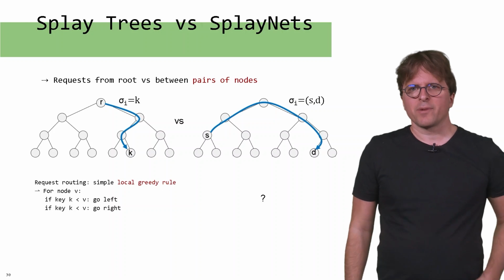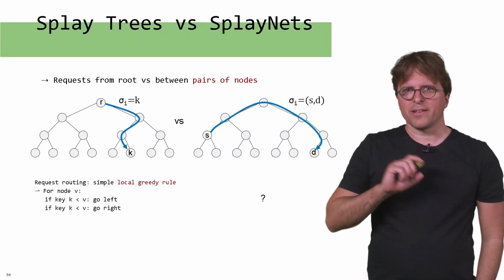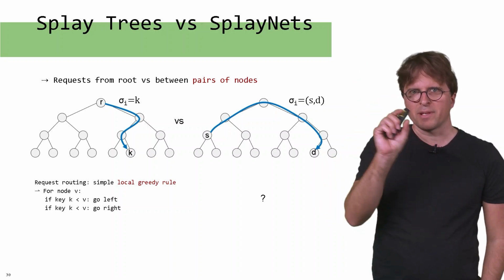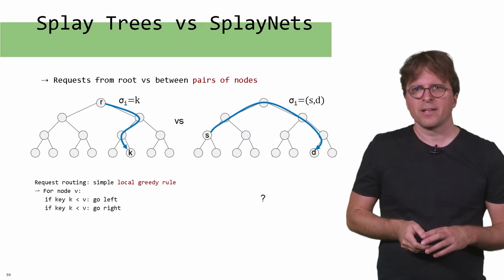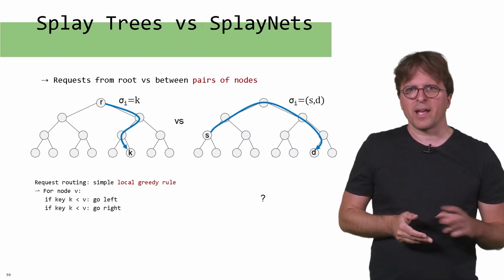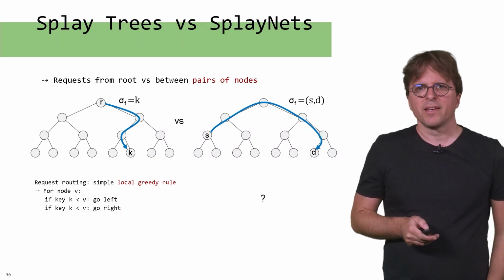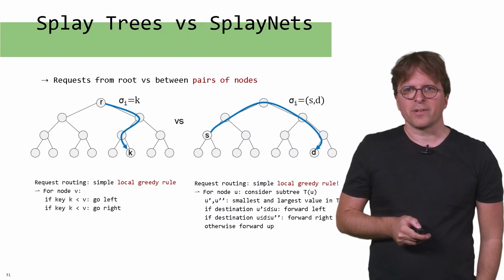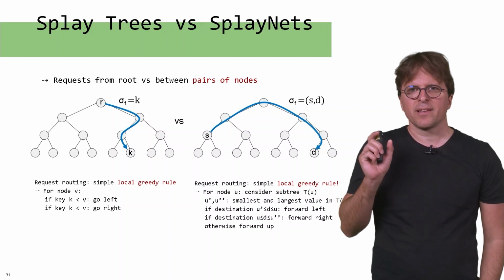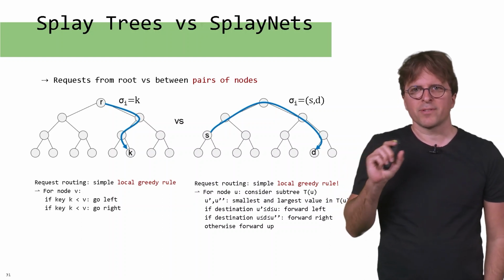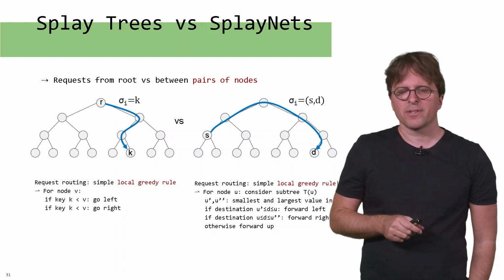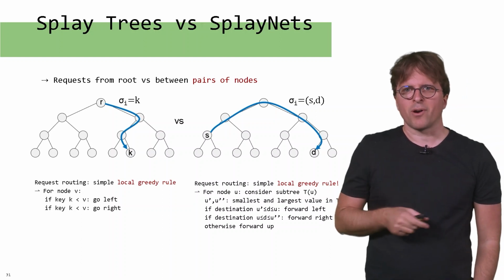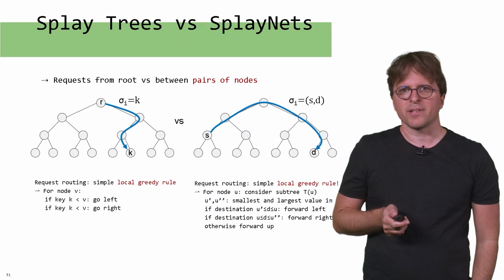Okay, so how can we do something similar in a network? Now, unlike in a data structure, we're not coming only from the root, but we also have a source that may be anywhere in this network, right? So how can we do a greedy routing from S to D, from source to destination? If you have a binary search tree, we can actually still have this local greedy routing. And it works like this: for each node u, you need to consider the subtree T_u rooted at u. And you need to remember u' and u'', which are the smallest and the largest values in this subtree T_u.